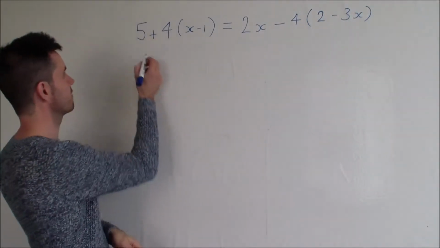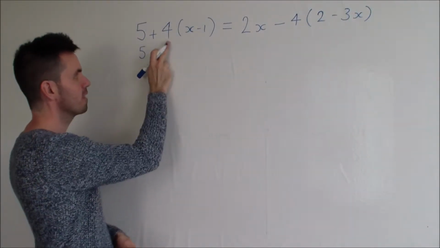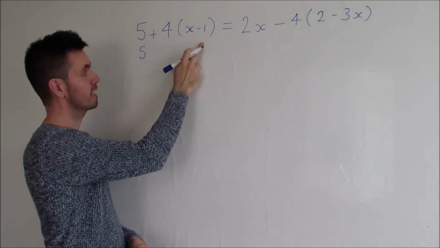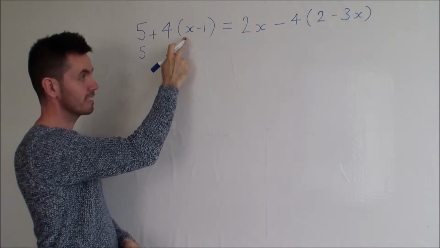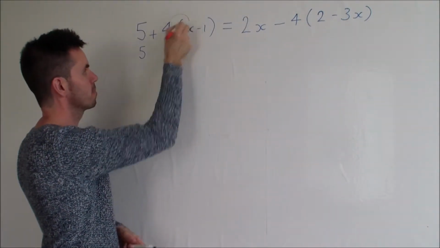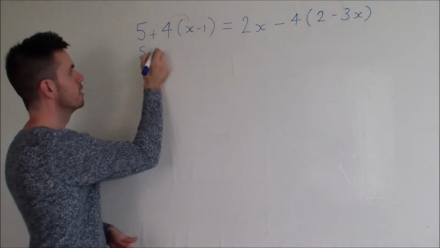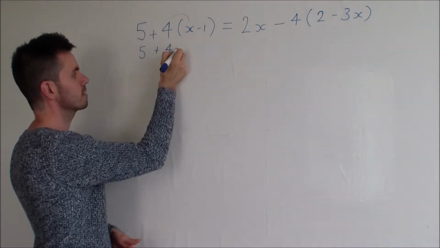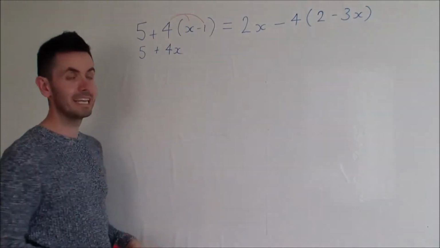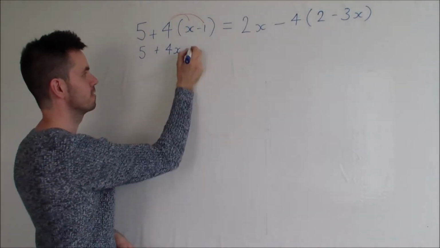So if we do that, we get 5, and then we have this positive 4 that needs to multiply by everything inside this bracket here. So positive 4 times x, and then positive 4 times negative 1. So we begin with positive 4 times x, which is 4x, and then positive 4 multiplied by negative 1, which is negative 4.